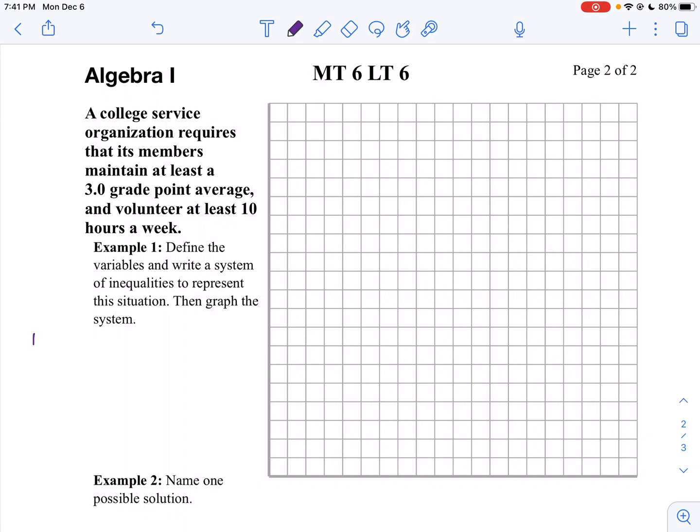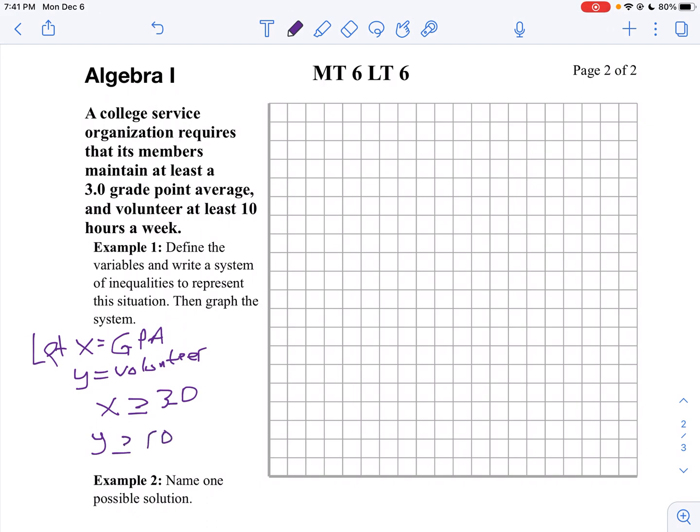Well, here's what I'm going to do. I'm going to let X be, and we're going to start with GPA. Notice on this one, it doesn't matter. And then Y is going to be your volunteer hours. So I want X to be greater than or equal to 3.0. And I want Y to be greater than or equal to 10.